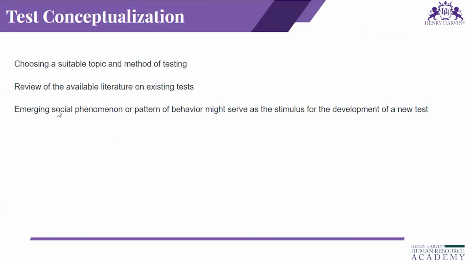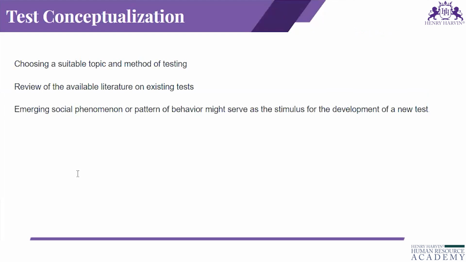What it says is choosing a suitable topic and method of testing, then a review of the available literature on existing tests. Emerging social phenomena or patterns of behavior might serve as a stimulus for the development of a new test, right? So again, while we conceptualize the test, right?